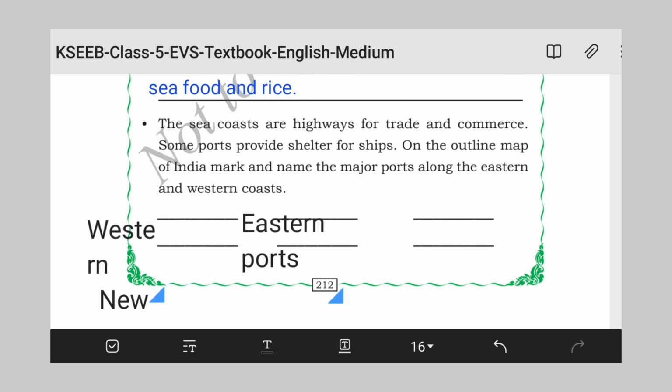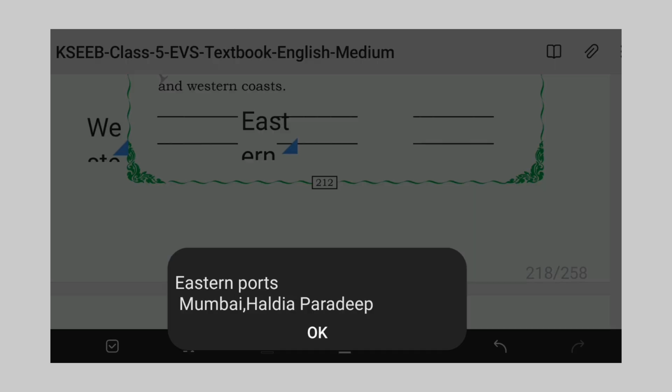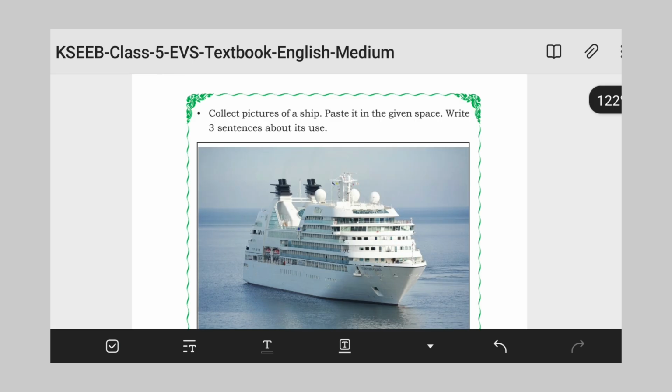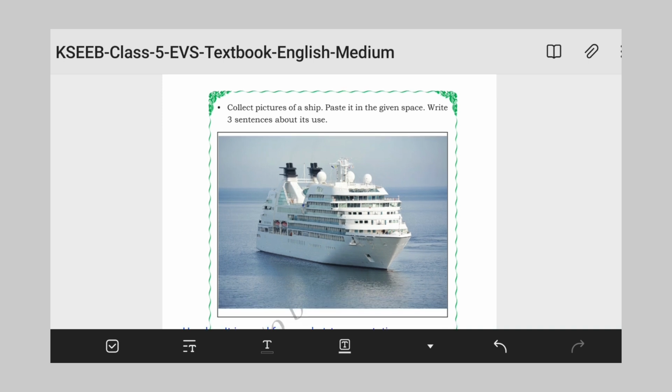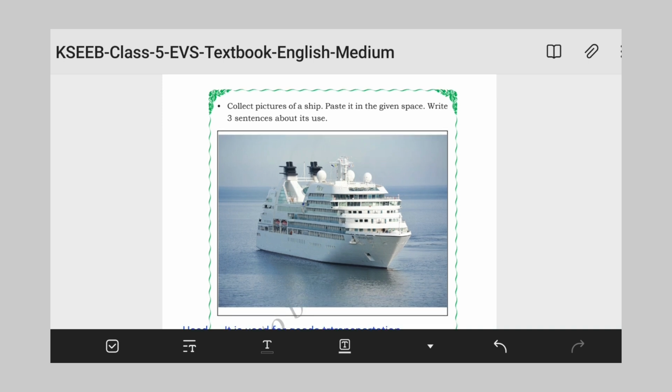The next one is, name the major ports along the eastern and western ports. Eastern ports are Mumbai, Haldia, Paradip. The next one is, collect the picture of a ship, paste it in a given space, write 3 sentences about its uses. So you collect the picture and paste it on the space given here.